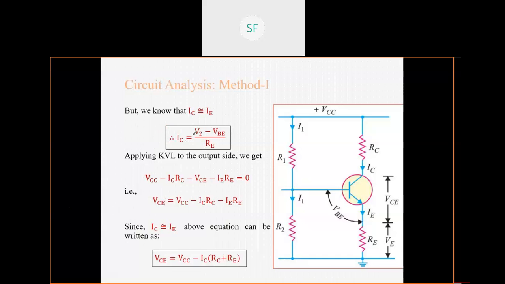So we got the formula for IC now. I hope this much is clear to you. Now we will apply Kirchhoff's voltage law to the output side. Which is the output side? This is your output side. On this output side, we need to find out... IC तो निकल गया.